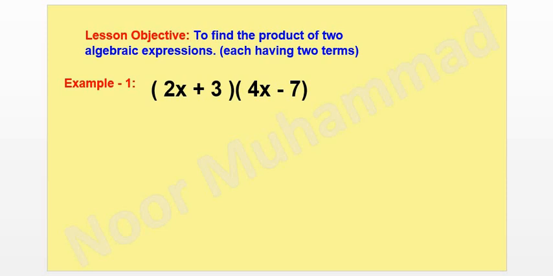We are going to have questions like the one I have written here in the example: 2x plus 3 times 4x minus 7. How can we expand it, or how can we multiply these two expressions? We will use the same method that we used in exercise 11c and 11d.